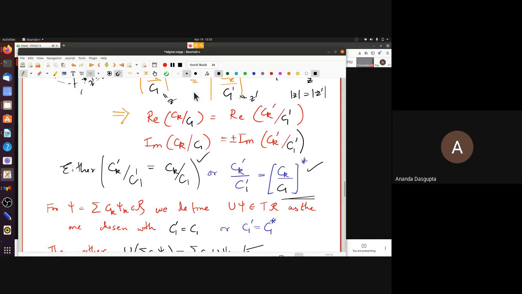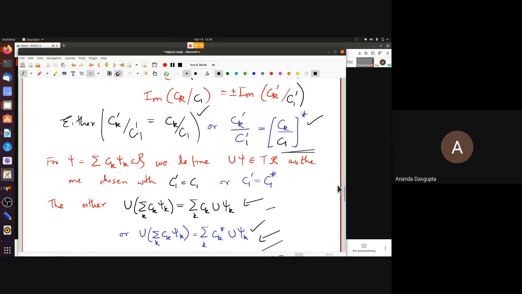The point is, Wigner had proven, this argument proves that Ck prime by C1 prime is Ck by C1, either that, or Ck prime by C1 prime is Ck by C1's conjugate. And then because you can choose your phase once at least, you choose C1 equal to C1 prime, then Ck prime comes out to be equal to Ck. With that phase choice, the operator becomes linear unitary. And in this case, you choose C1 prime to be C1 conjugate, and then Ck prime comes out to be Ck conjugate. Done.